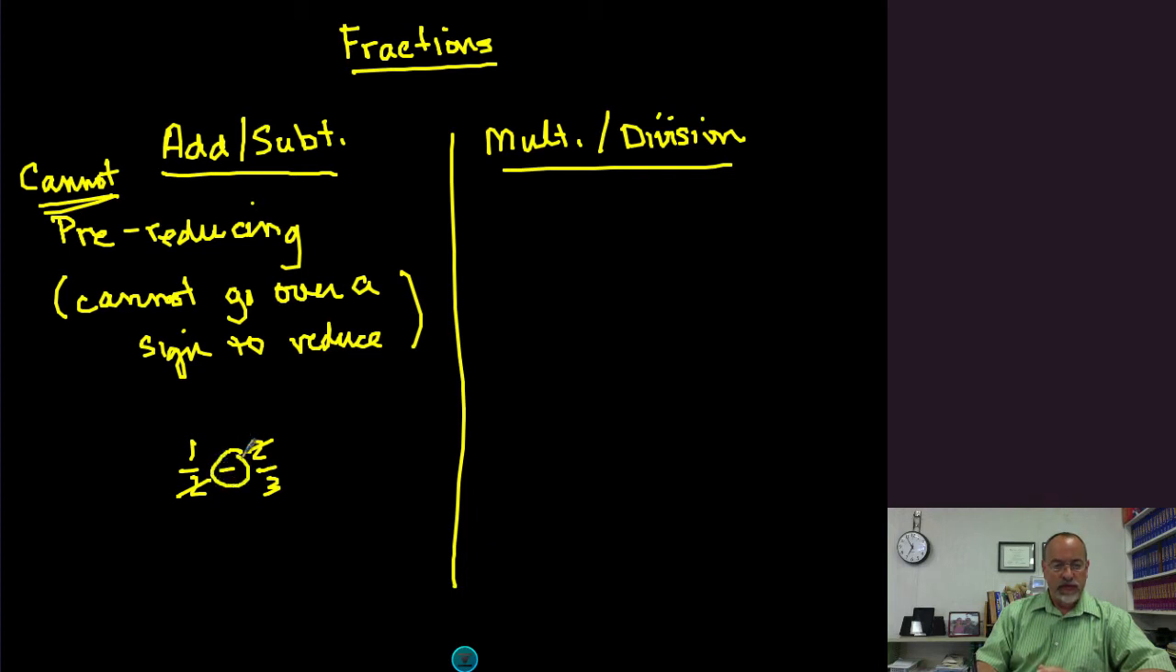Because I have to jump over a sign in order to do it. So I can never jump over a sign in order to reduce when I'm adding or subtracting. Now, again, let me talk about canceling really quickly.